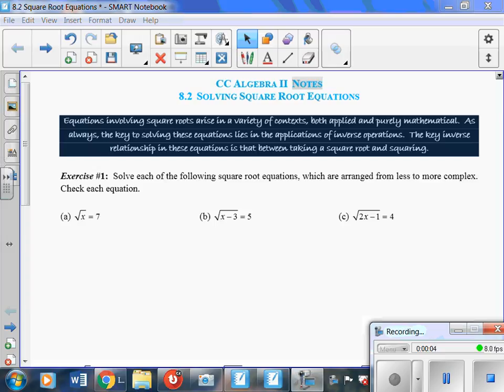We're going to do 8.2 today, which is solving square root equations. This is not that hard. I think you'll be able to get the hang of this pretty easily because really where this goes is just talking about inverses. Just like when we did silly things that look like this.